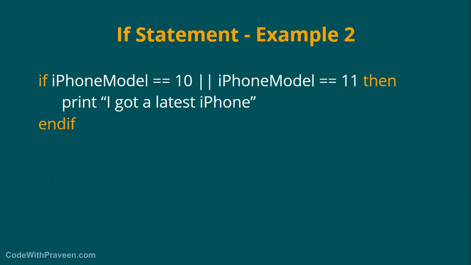Now let us check the second example where we try to use two conditions. So here we have the if keyword, we have the iPhone model equals 10 or iPhone model equals 11. So when the program executes, it will check for the phone model to be either 10 or 11. If either of these two conditions is true, then it means this entire statement is considered as true. Then it will print I got the latest iPhone. Suppose the iPhone model is neither 10 nor 11, then this entire statement evaluates to false. Then this statement gets skipped because it's false. Then whatever statement is below this, it continues execution.